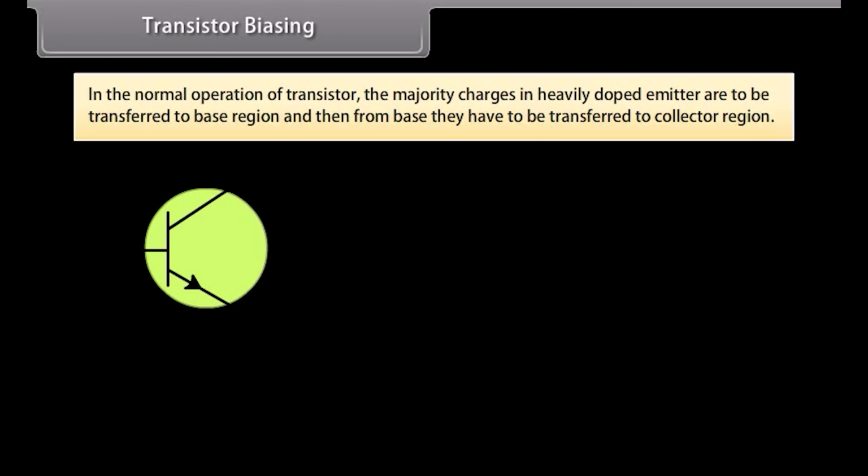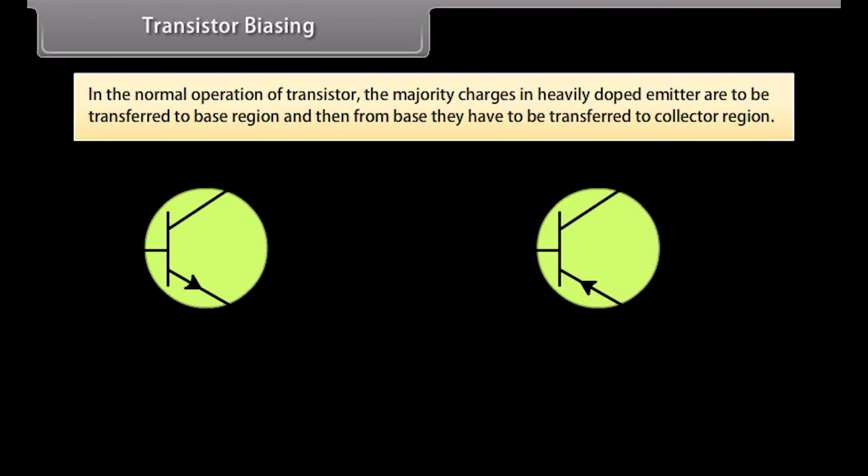Transistor biasing. In the normal operation of a transistor, the majority charges in the heavily doped emitter are to be transferred to the base region and then from the base they have to be transferred to the collector region. For transition from emitter to base, the first junction between them has to be forward biased. As the majority charges of the emitter reach the base region, they can be attracted towards the collector region only if the collector end is reverse biased.